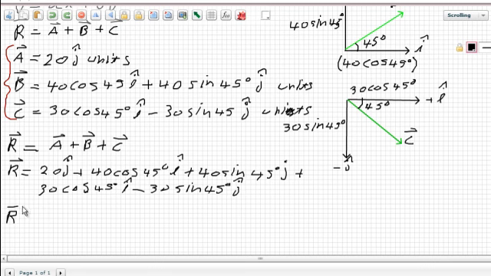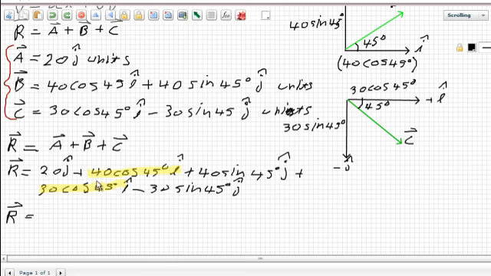So all we have to do now is add up our components. Now we can't add up i's to j's, we have to keep them separately. We have to add them up separately. So the first thing we're gonna do is add up all the i's, which I'm gonna highlight here. So that's my first i, and that is my second i. So when we add those two up, actually let's calculate them first.